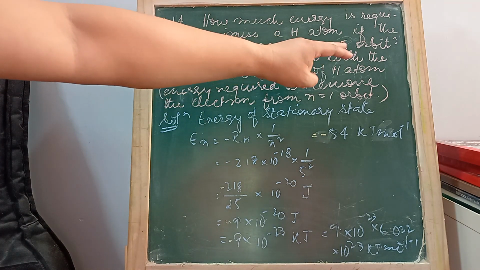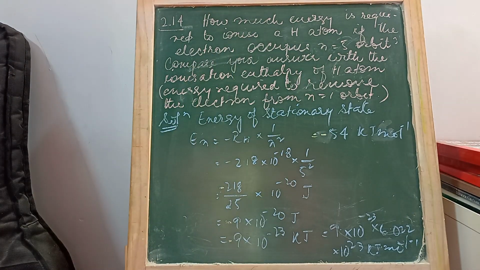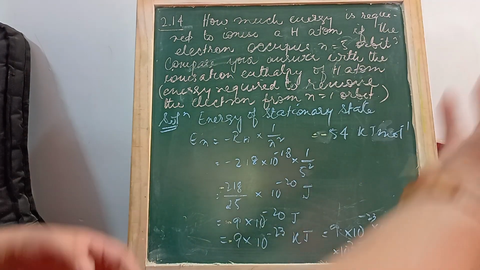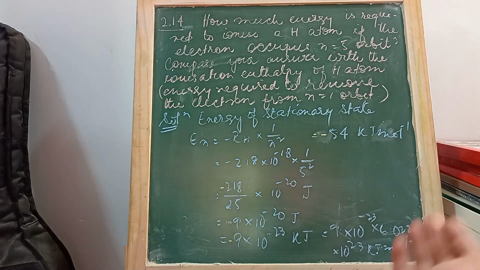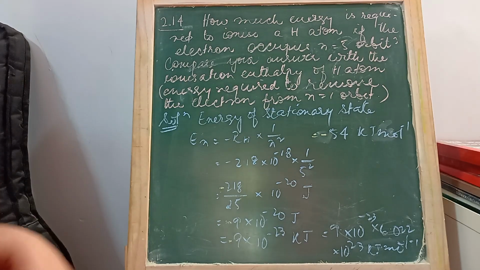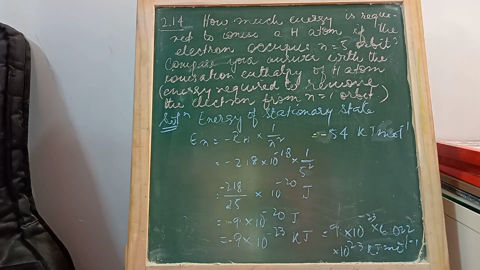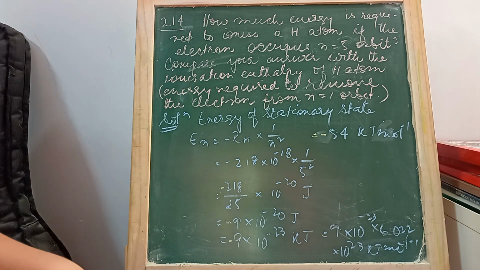n equal to 5 orbit. The electron is in the fifth orbit in the hydrogen atom. There are many possible orbits: the first orbit, the second, the third, fourth, and the fifth orbit, which also defines the principal quantum number. The term principal quantum number was also used by Niels Bohr, who got the Nobel Prize in Physics in 1913 for explaining the hydrogen atom.